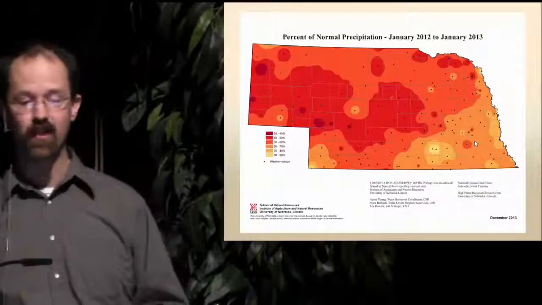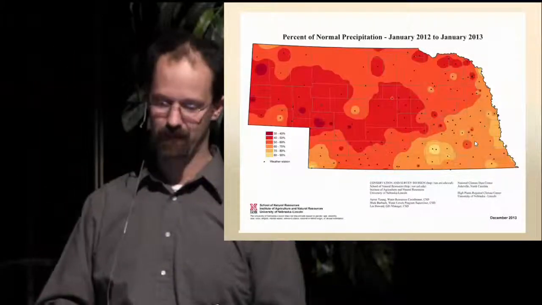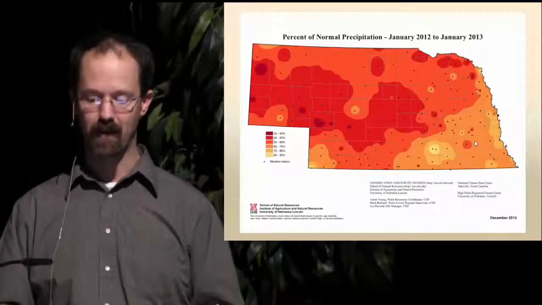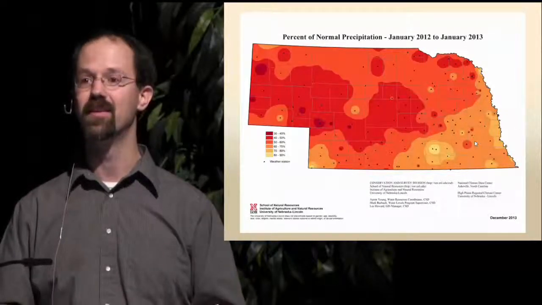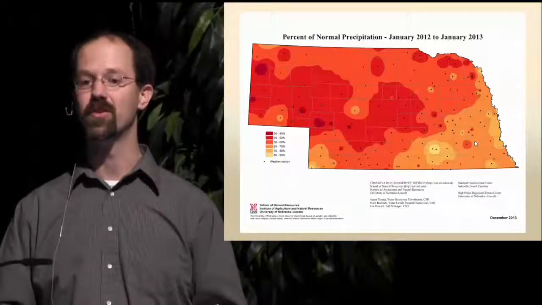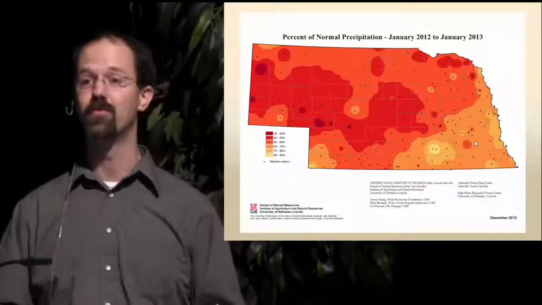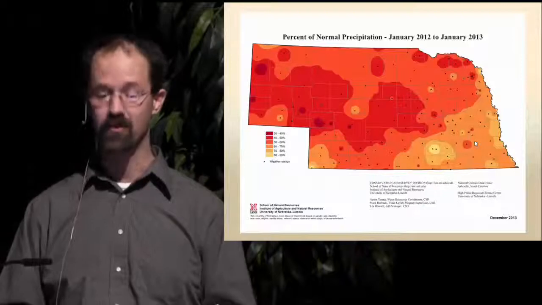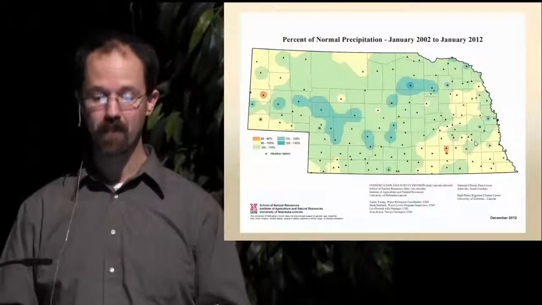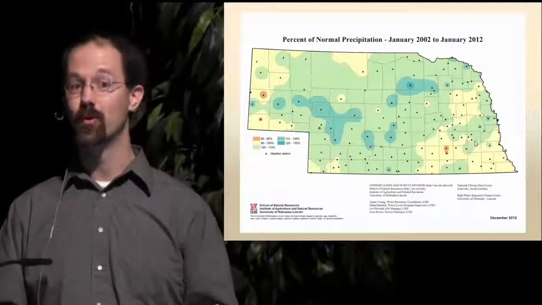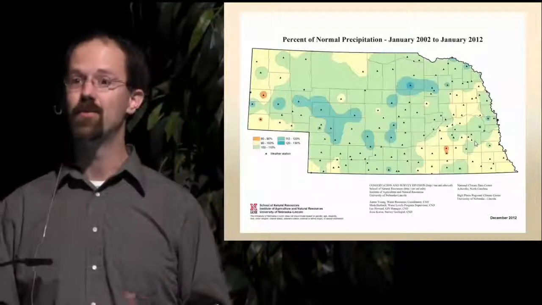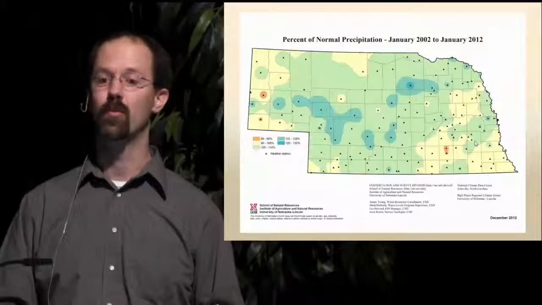So precipitation, once again, from 2012 to 2013, every weather station that we record in the state registered below normal. Some of them only registered 30% of their long-term average for precipitation. Once again, we were fortunate that 2010 and 2011 were almost record wet years.